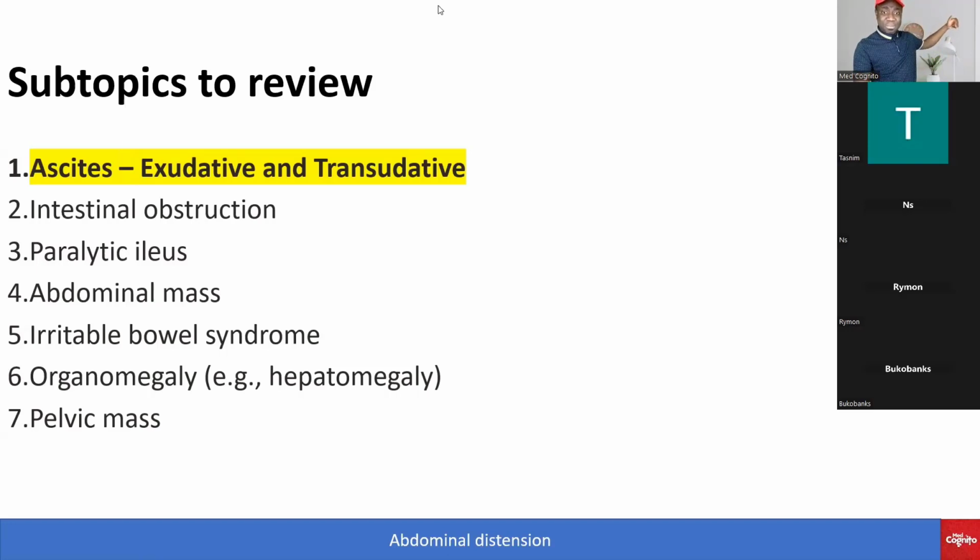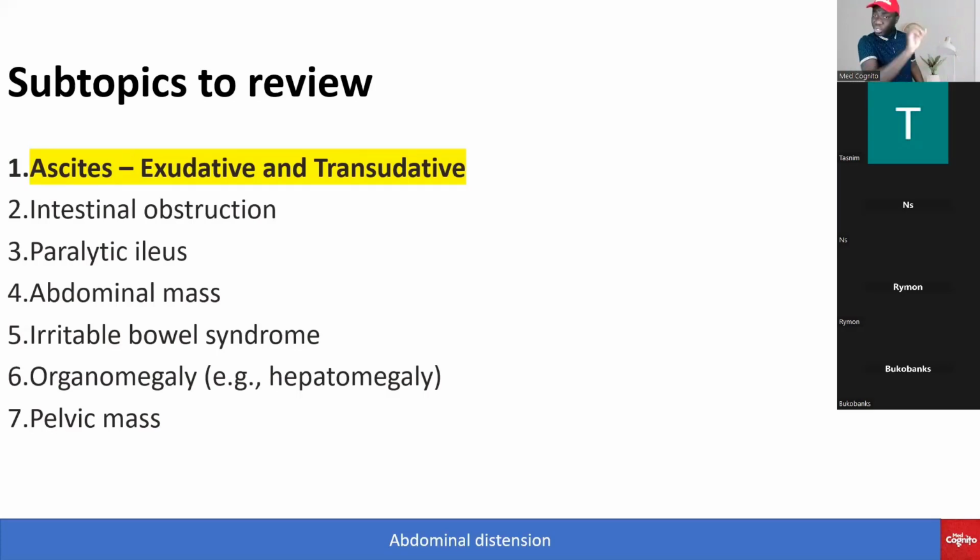In fact, another objective talks about abdominal and pelvic masses as well. You also need to review irritable bowel syndrome, and organomegaly, like hepatomegaly. You must know causes of hepatomegaly. You must also know pelvic masses. As I said, abdominal distension itself has a lot of things, because we said that ovarian cancers can cause abdominal distension, that is ascites. So pelvic masses can lead to that, organomegaly, hepatomegaly can do that. So you need to review all these topics.